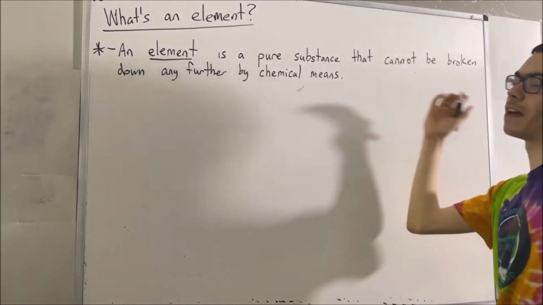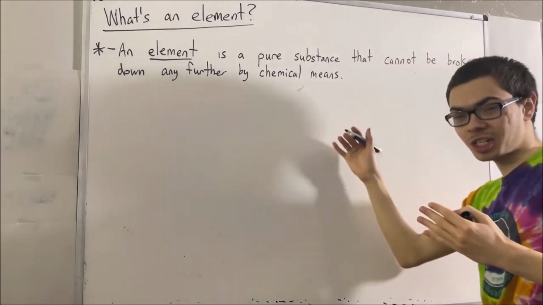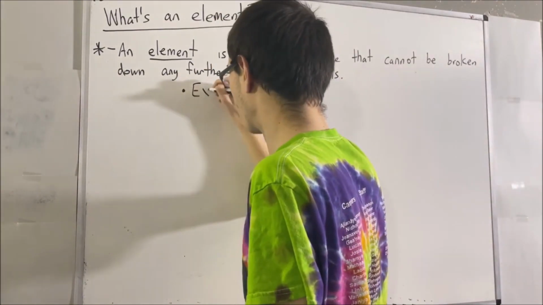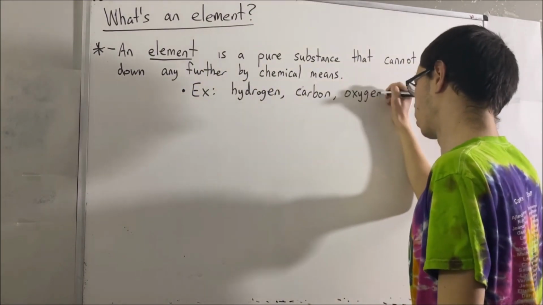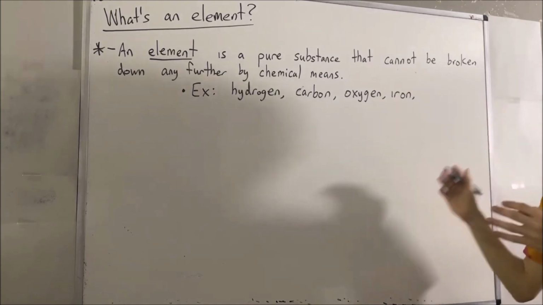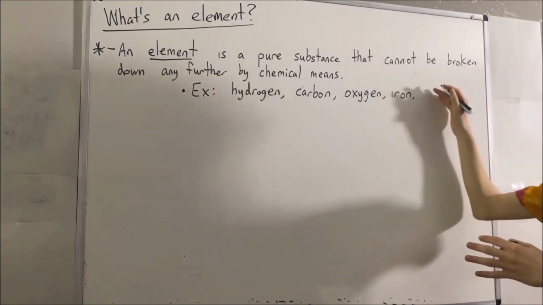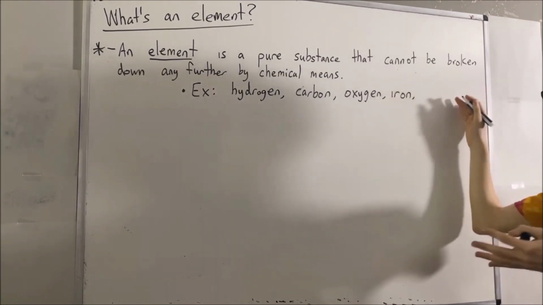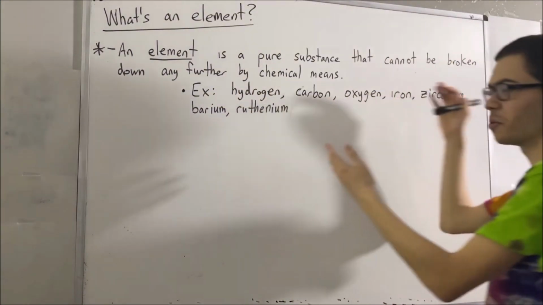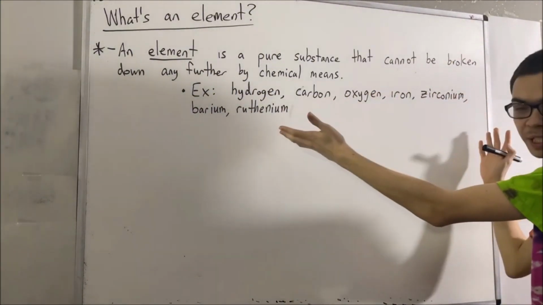Some examples of elements include hydrogen, carbon, oxygen, and iron. Some other examples of elements, which are a little less commonly known, include zirconium, barium, and ruthenium. Right, so these are just some examples of elements.